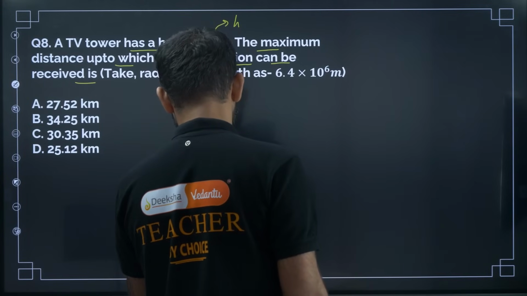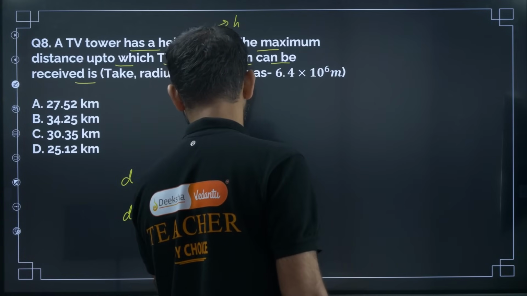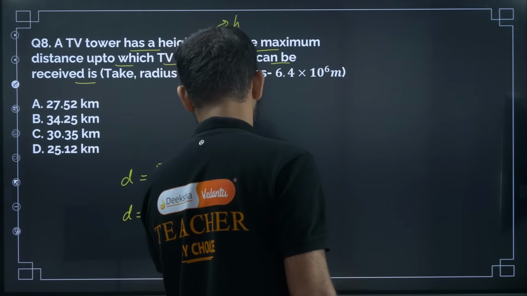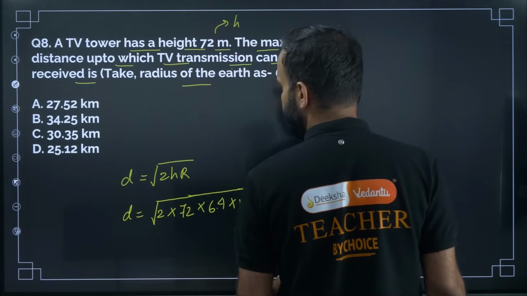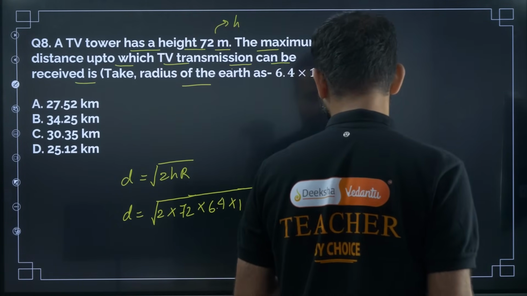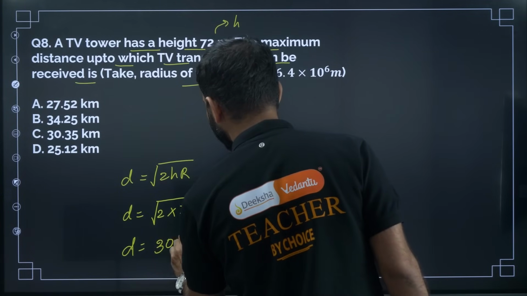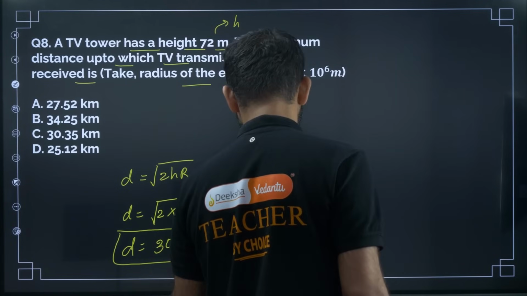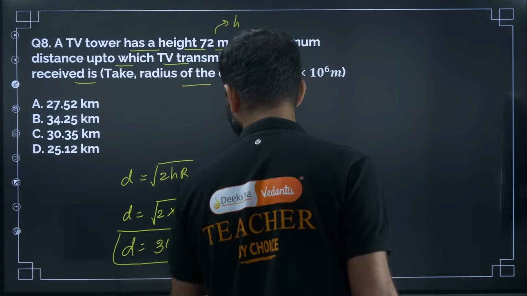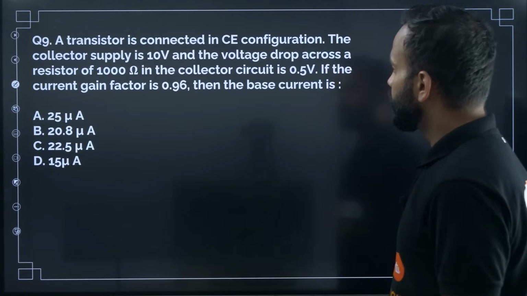So now d equal to root of 2 into h, which is 72 meter, into r, that is 6.4 into 10 to the power 6. So now d equal to, solve this, you will get 30.35 kilometer, not meter, kilometer. So the correct option is C. Next question, question number 9.